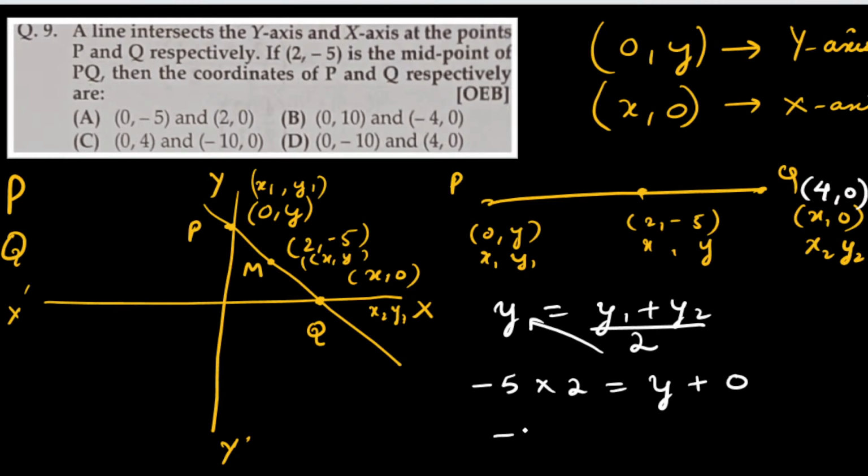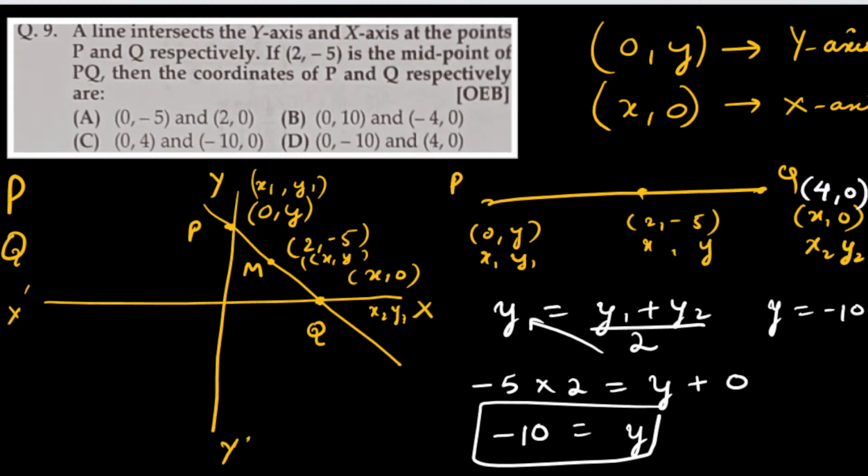So minus 5 into 2 is minus 10. Y plus 0 is y. So y is equals to minus 10. If y is equals to minus 10, from here we'll get point P's coordinate. So point P is 0 comma y, that means 0 comma minus 10, and Q's coordinates we already found, 4 comma 0.